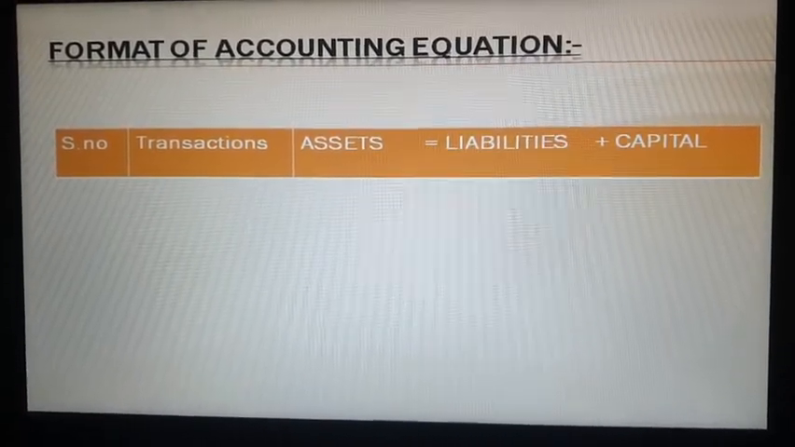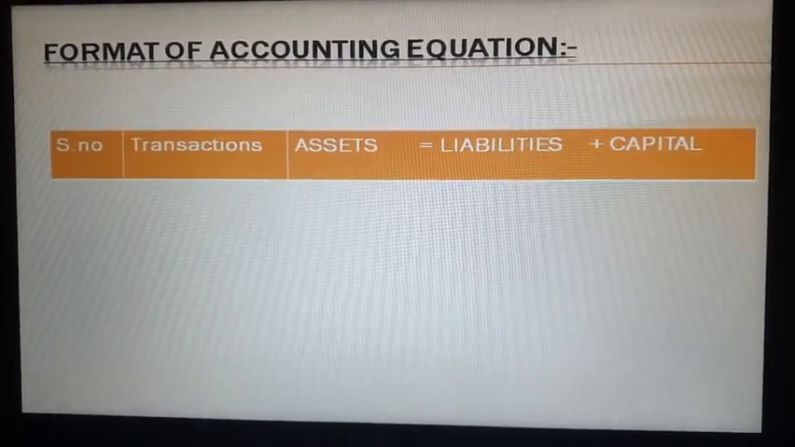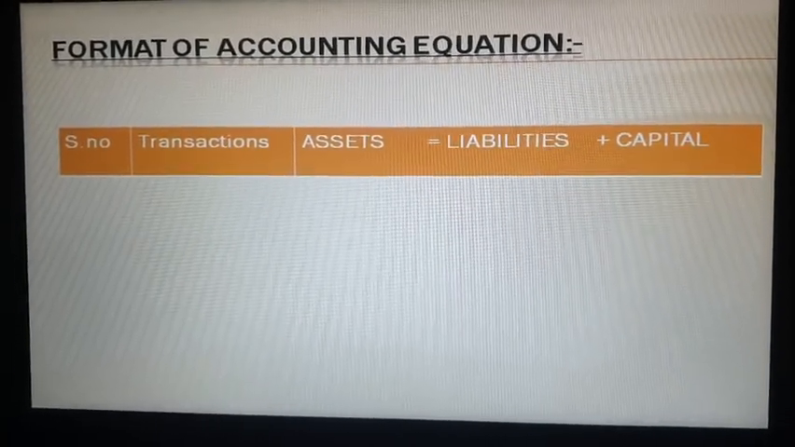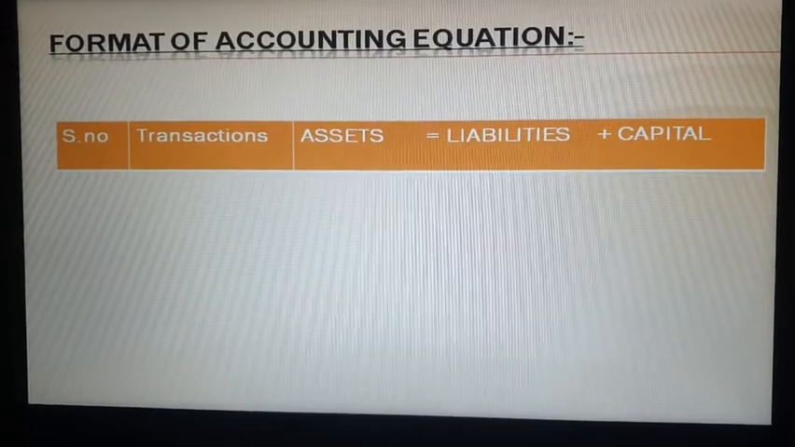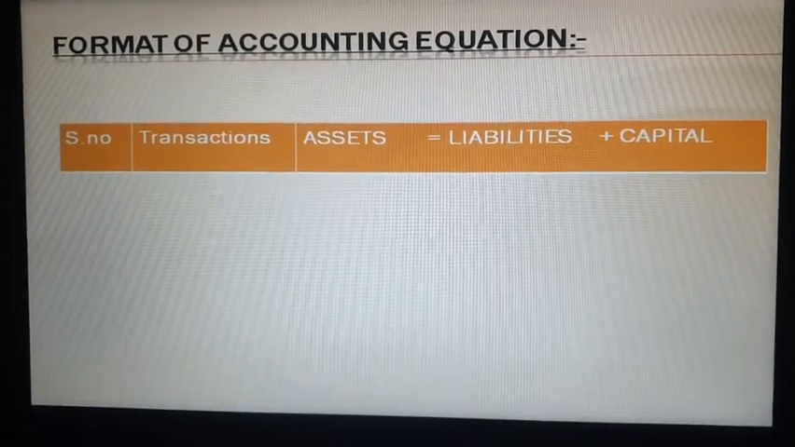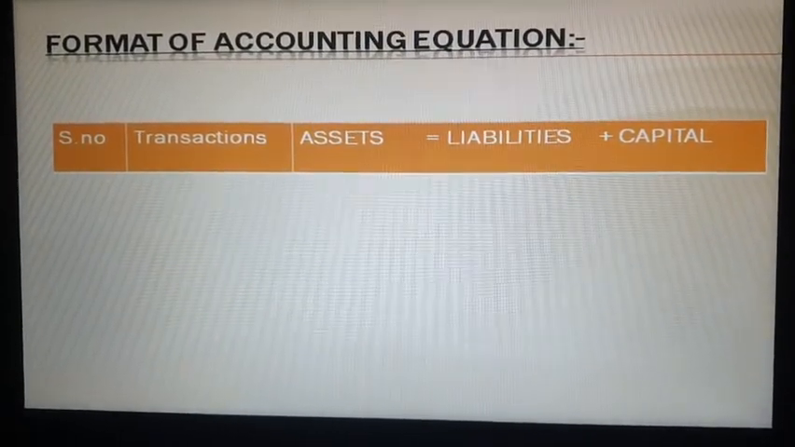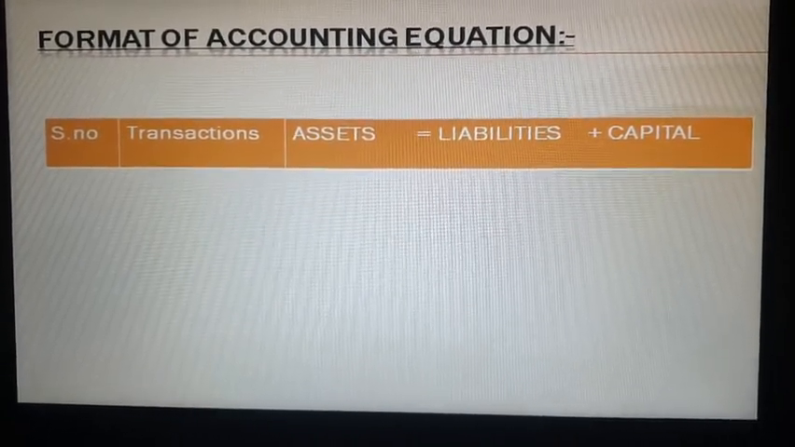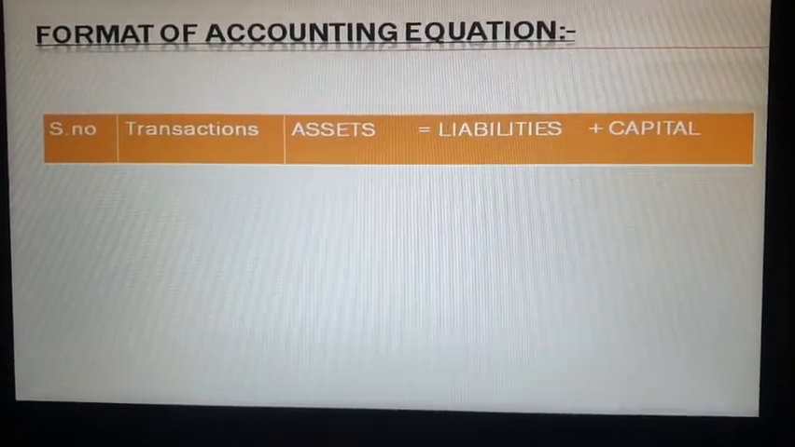Today we'll start with the presentation of the accounting equation, or how to show the accounting equation with the help of various transactions. In the previous video, I discussed the accounting equation. And what is our accounting equation? That is asset equals liability plus capital. Here is the format of the accounting equation which we already discussed in the previous video.